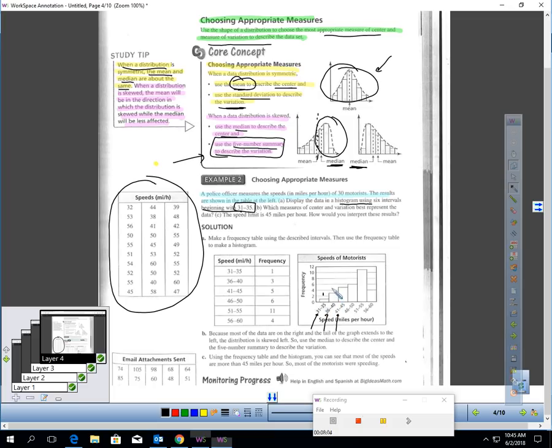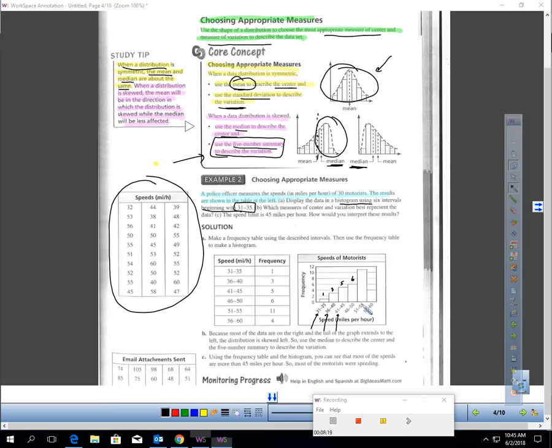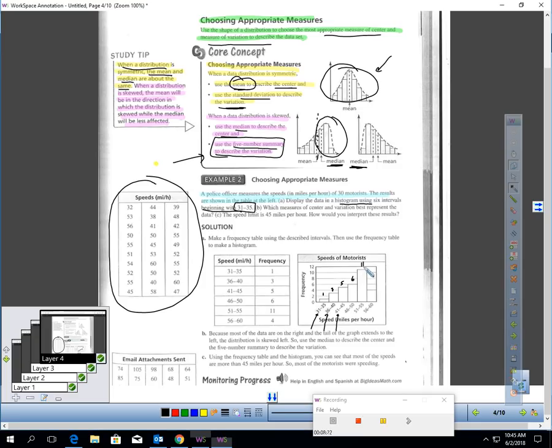We had 3 that did 36 to 40. We had 5 people driving in the 41 to 45 mile per hour range. 46 to 50, we had 6 people. 51 to 55, we had 11. And 56 to 60 miles per hour, we had 4 more. Which measures of center and variation best represent the data?